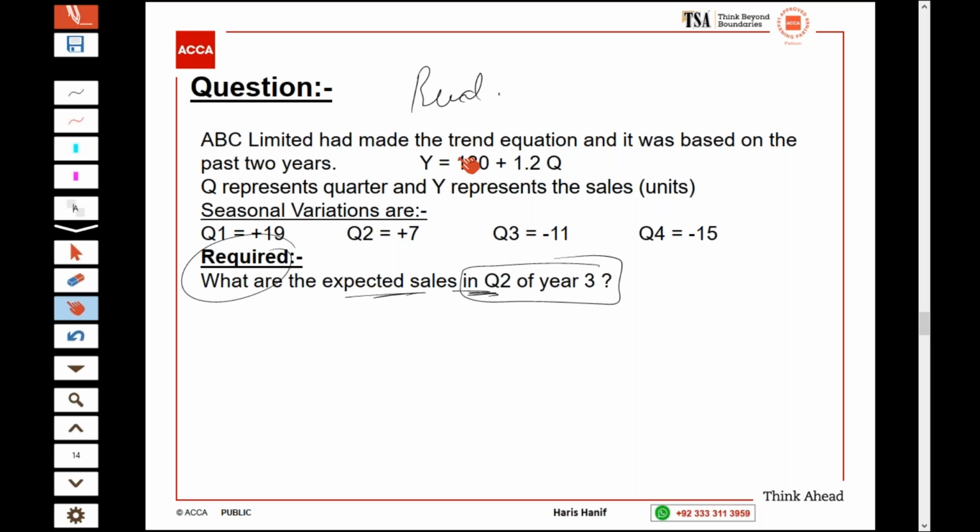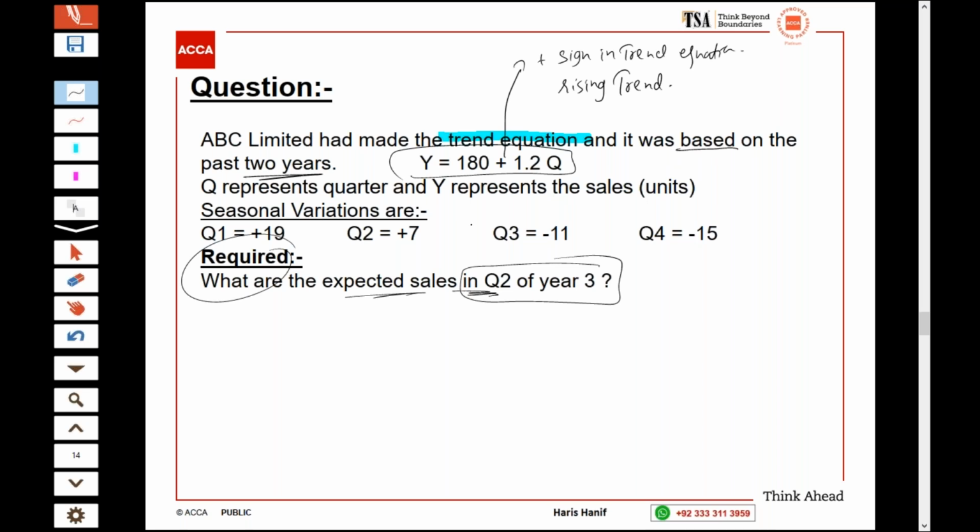ABC Limited has made the trend equation. Now see, when the MCQ comes, that trend equation will be given to you. In the trend equation, it is a plus sign. That means it is the rising trend, the increasing trend. And it was based on the past 2 years. And these are the seasonal variations.